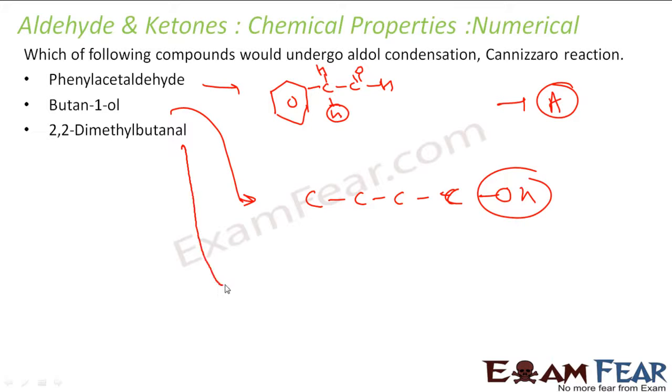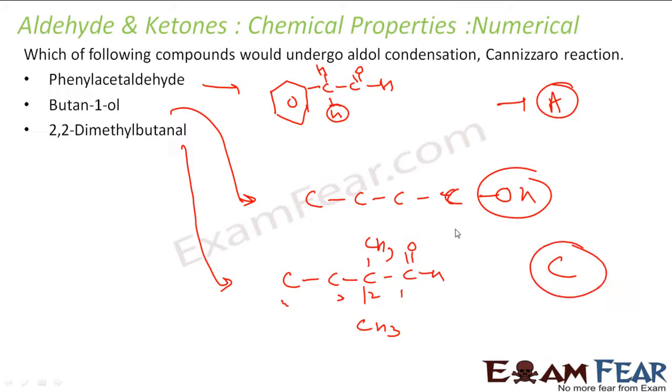Correct. The next is dimethyl butanol. 2,2-dimethyl butanol. Meth, prop, but is my butanol. This is my butanol. 1, 2, 3, 4. At 2 I have 2-dimethyl. Now this is my alpha carbon, but it doesn't have alpha hydrogen. Since it doesn't have any alpha hydrogen, it will go for Cannizzaro reaction. This will not go for any reaction.